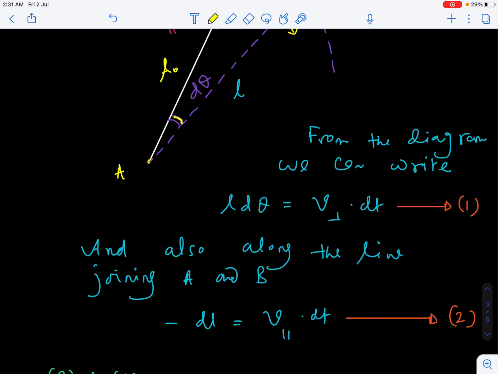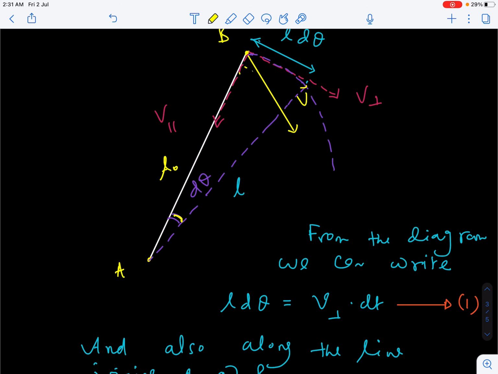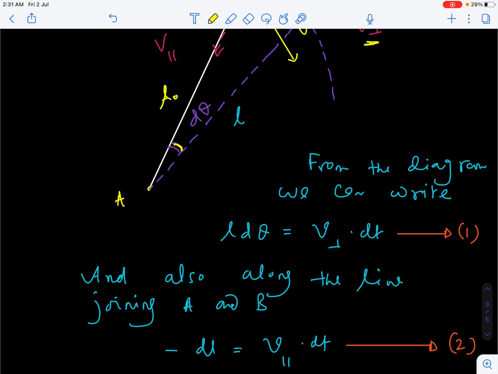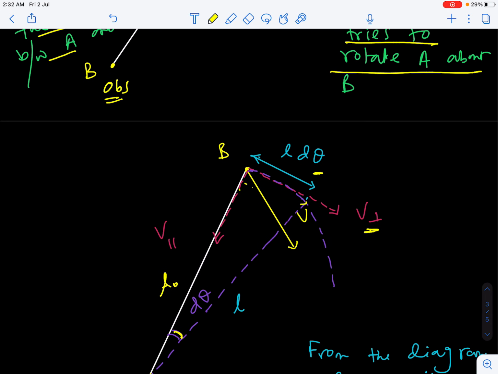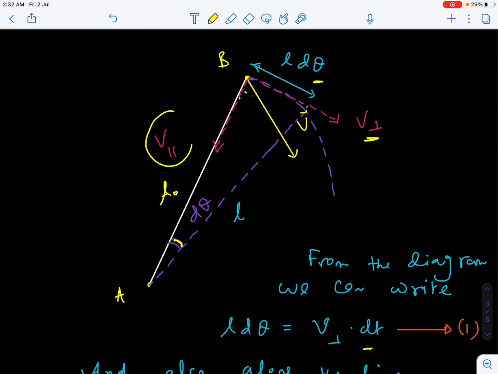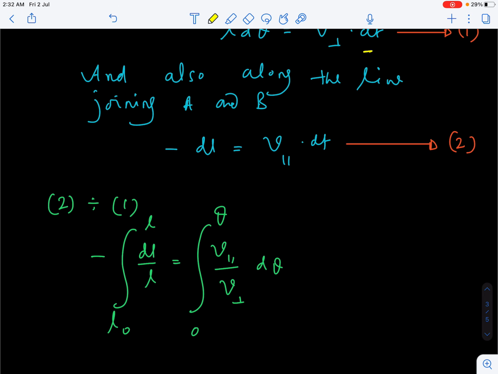So let us check. In this case, I can write L d theta. In the direction of L d theta, the perpendicular component of velocity is responsible. So I'll write L d theta is equal to V perpendicular into dt. Also, along the line joining AB, V parallel is responsible. So along the line joining, I will write minus dl. Minus sign is why? Because the separation between them is decreasing. That is equal to V parallel into dt.